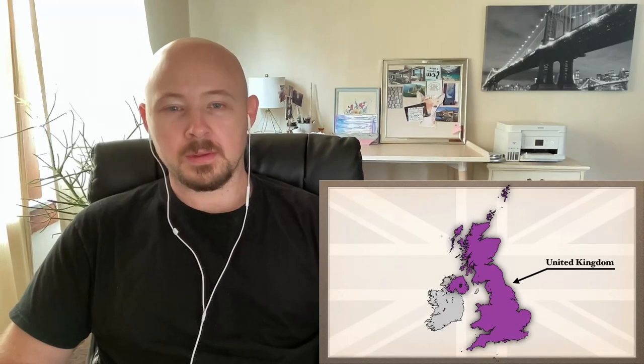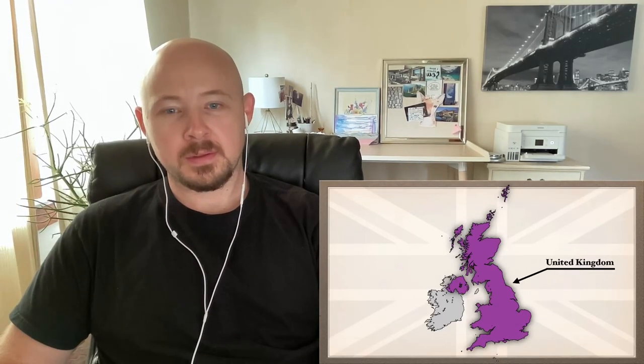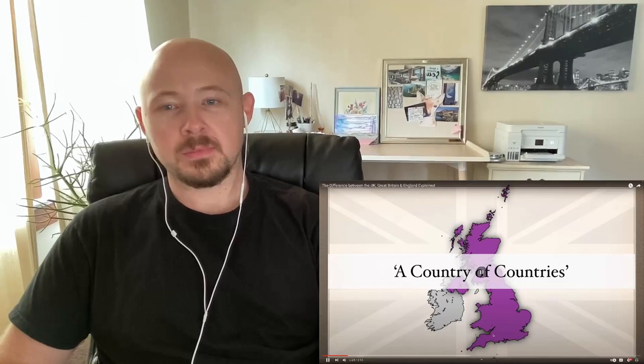For the lost, this is the world, this is the European continent, and this is the place we have to untangle. The area shown in purple is the United Kingdom. Part of the confusion is that the United Kingdom is not a single country, but instead is a country of countries. Right, that makes sense.